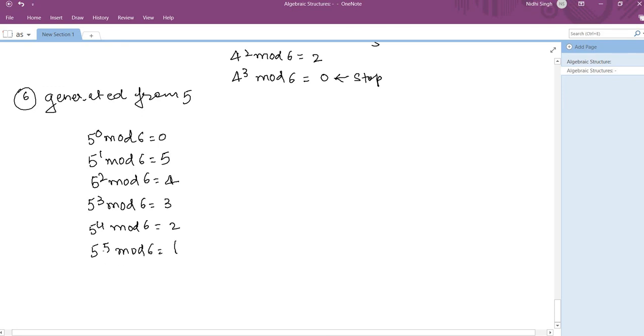Now all the powers are finished. What is the number of elements? What are the elements? Z6 contains 0, 1, 2, 3, 4, 5. All the elements are finished in terms of the powers, and there is no repetition. So we can say it is a group, and 5 is a generator. So how many numbers will it generate? 6. What are the elements? 0, 1, 2, 3, 4, 5. With respect to the addition operation, so it is called a cyclic group.